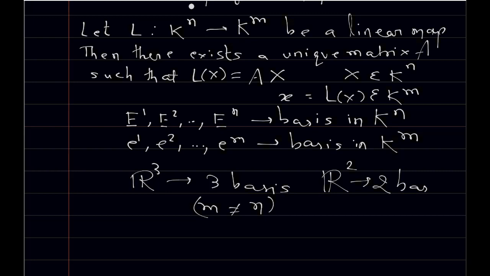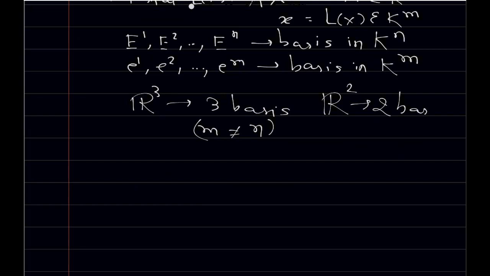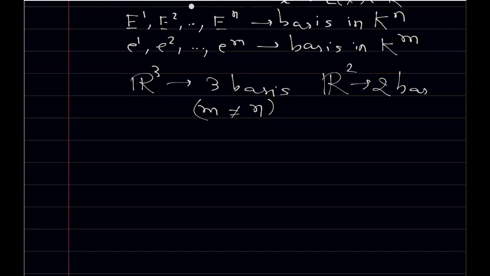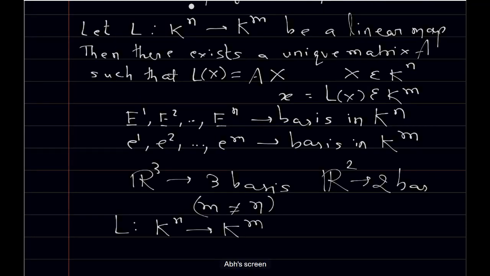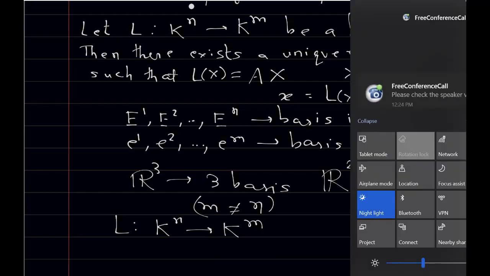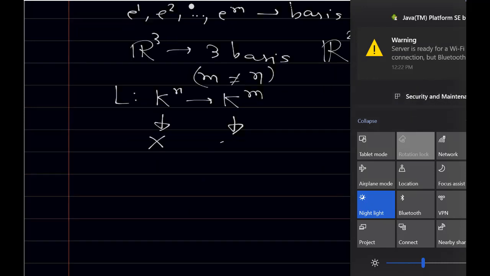What does the map do? It takes you from Kn to Km. This is our map. What it means is that consider Kn, and in Kn we are going to have capital X, and in Km we are going to have small x. In Kn all the elements will be denoted as capital X. In Km the elements will be denoted either by small x, or I can write L of capital X. Both are the same thing.